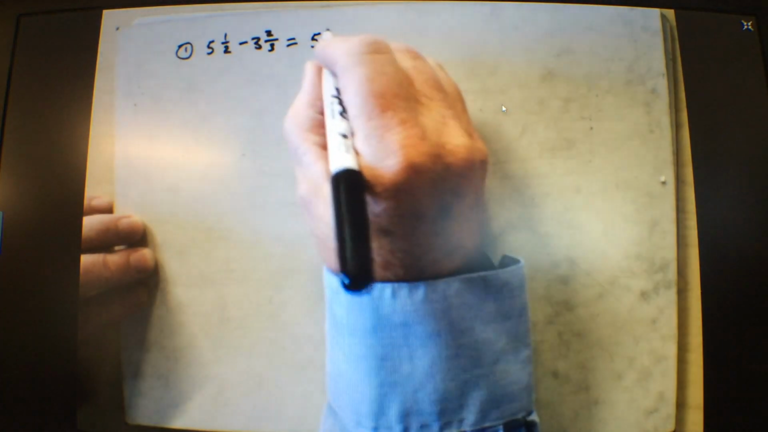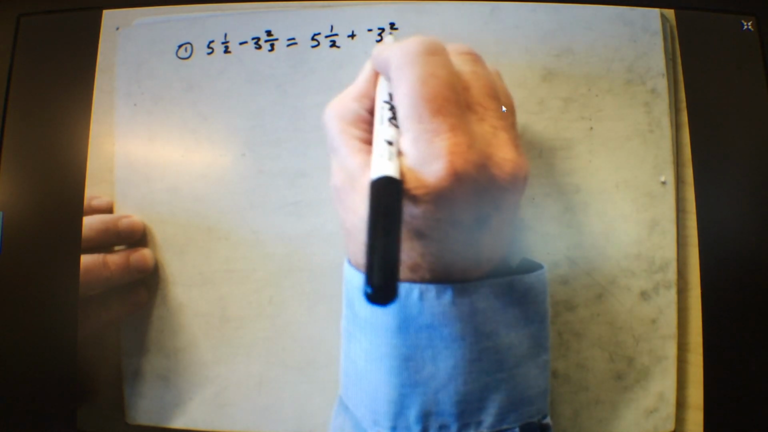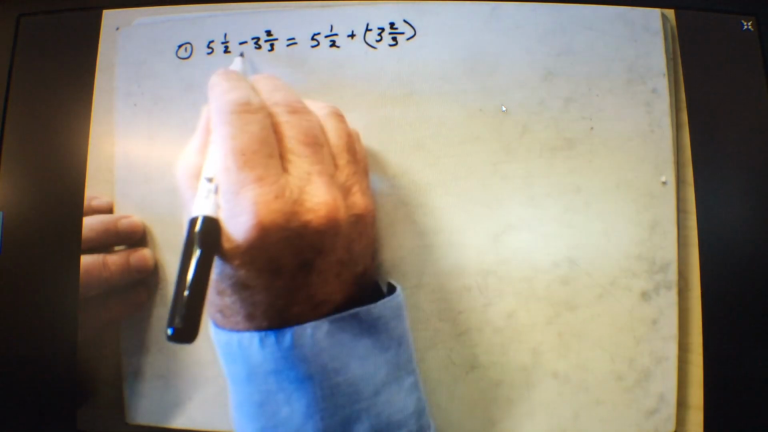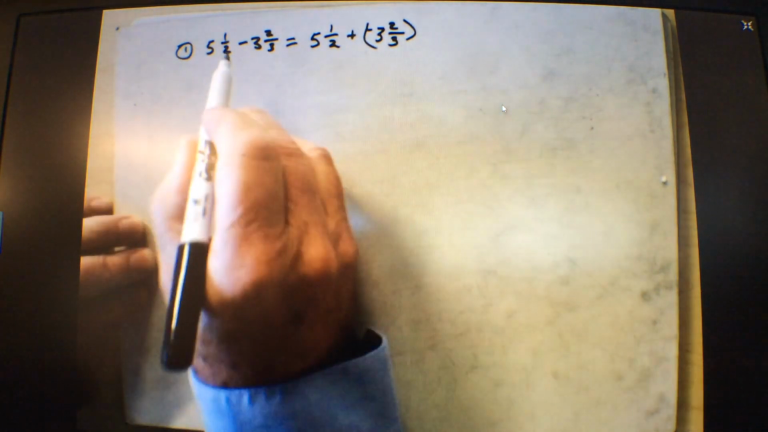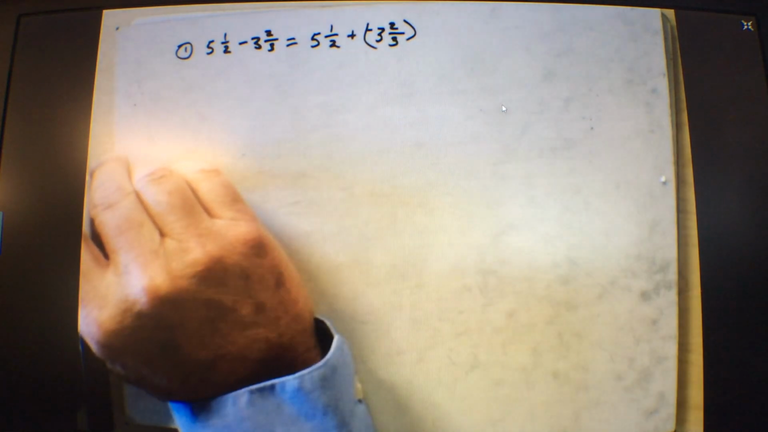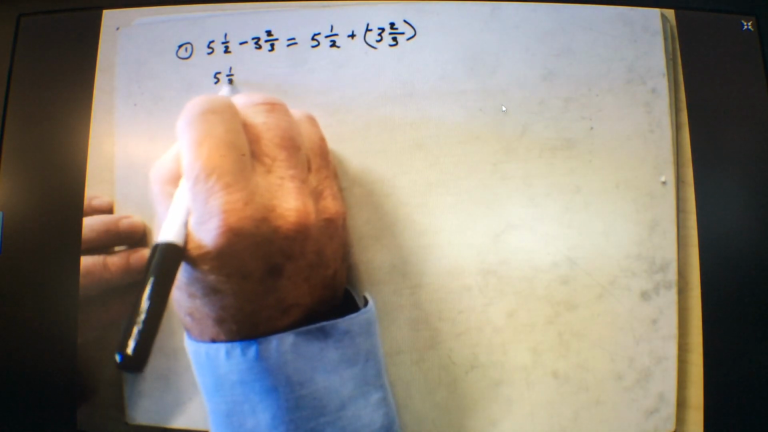But here we have a problem, 5 1/2 minus 3 2/3. Sometimes my pen gets a little thick. We first of all go horizontally, 5 1/2, and I change it to plus a negative 3 2/3. So I change the sign of the subtraction and follow the rules of addition. Now if we don't have subtraction, we just leave it alone, correct?